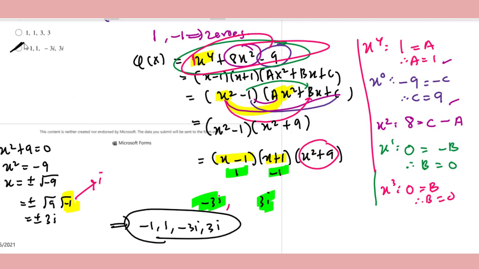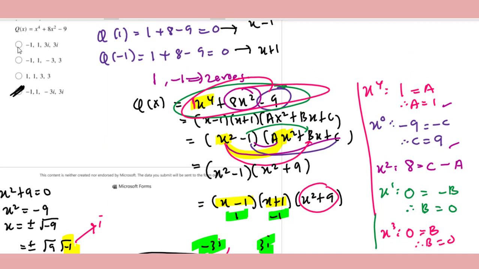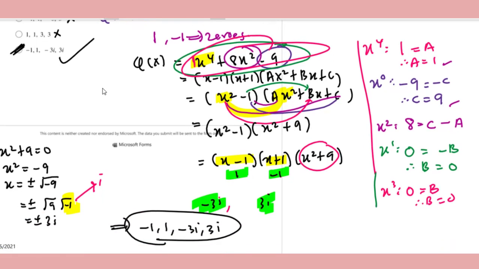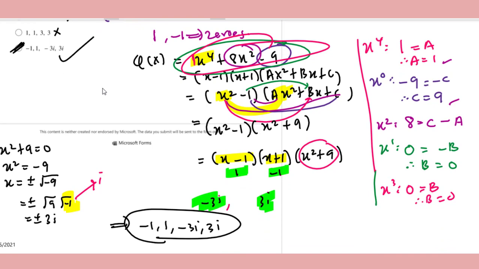As you can see, check: 1 and 1 are real, and the 3i must be complex, not a positive real. So this is the only answer. Okay, done for the quiz.